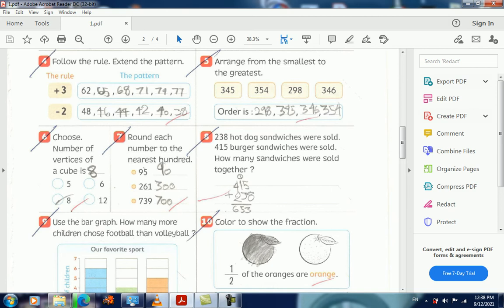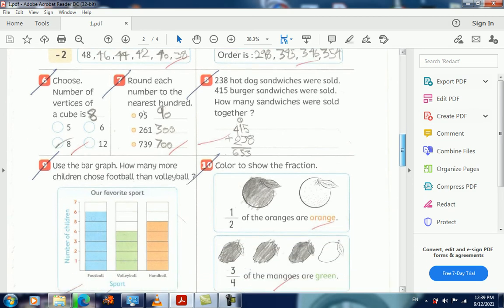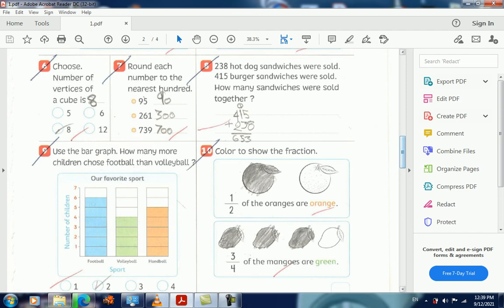Then we got 345, okay, not 395, 345. Then we got 346, and at the end we got 354. Okay, we go to number 6.